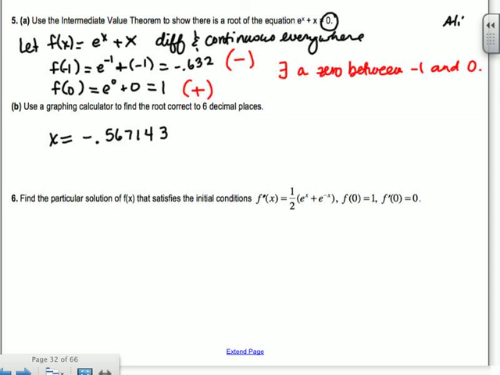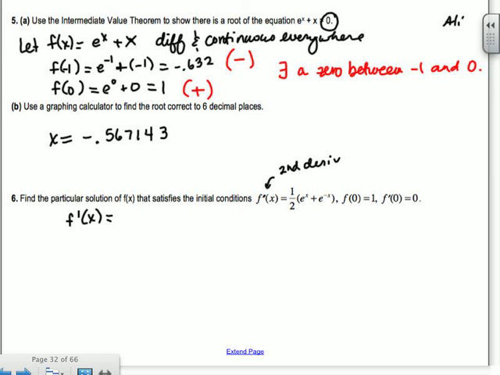Okay, so number 6. Find the particular solution of f of x that satisfies the initial conditions. So you have f double prime, that's the second derivative. So we need to find f prime, and then we need to find f of x. This isn't really like a separable problem because there's no y that you have to worry about, right? It's only x. So that makes it nice.